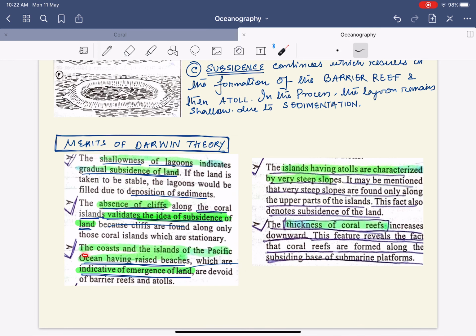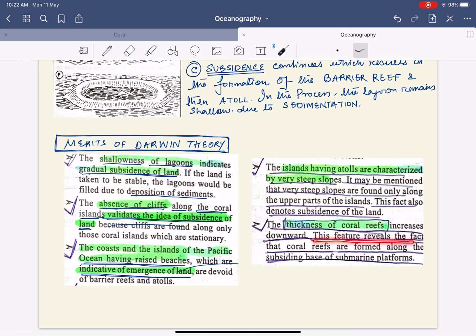Next, the coasts and islands of the Pacific Ocean have raised beaches, which are indicative of emergence and are devoid of barrier reefs and atolls. Remember this: the coasts and islands of the Pacific Ocean have raised beaches, which shows that there is emergence of the land. Next, the islands having atolls are characterized by very steep slopes. It may be mentioned that very steep slopes are found only on the upper part of the island. This fact also denotes subsidence of the land. Next, the thickness of the coral reef increases downward.